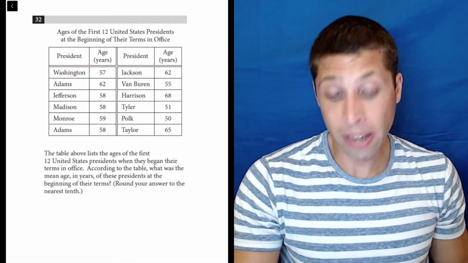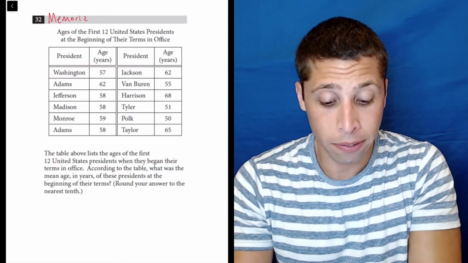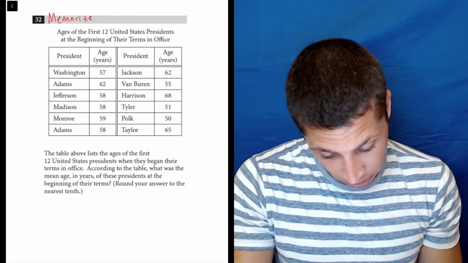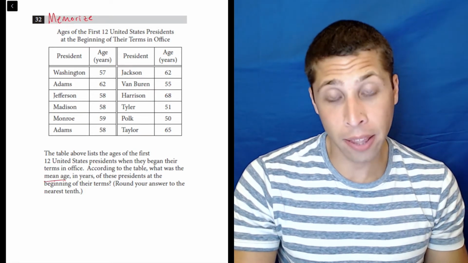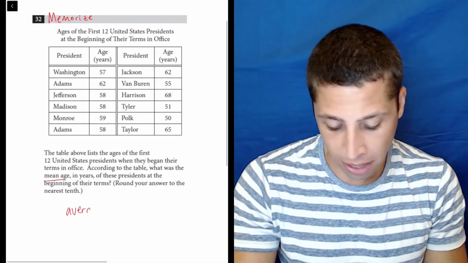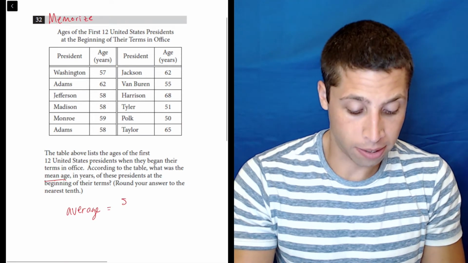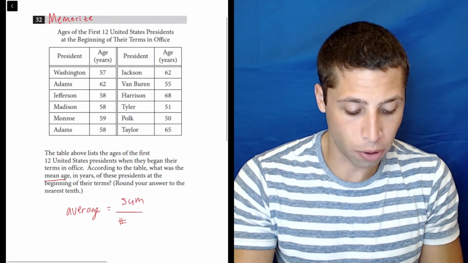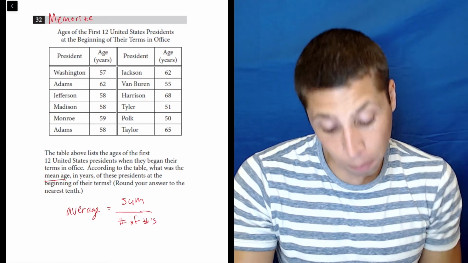This is some pretty basic statistics. We need to memorize the formula for mean. Where is it? Here. And we probably know mean by the more common word, average. It's the same thing. And so the average formula, the way that I learned it, is that it's the sum of all the numbers over the number of numbers. How many numbers? So I would start by writing that on your page.